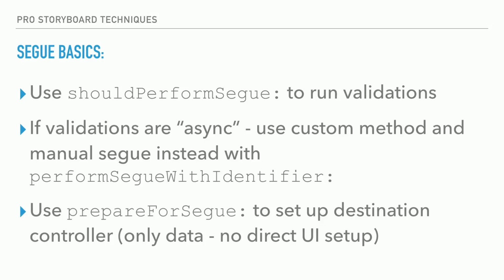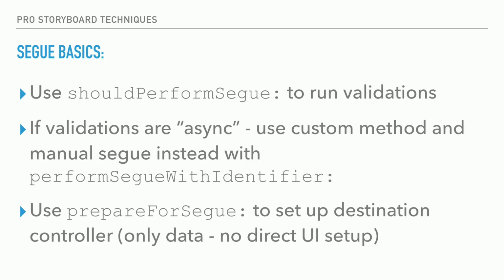The first one is, if you're going to do some validations to go from one screen to the next, you can use the should perform segue method on any UIViewController. On your validation, then you can say yes or no, and then you can perform some additional actions if you need to. If your validations are async, for example, you're going to throw up an "Are you sure?" alert or something like that, or you need to do something else that's not completely synchronous in a method.